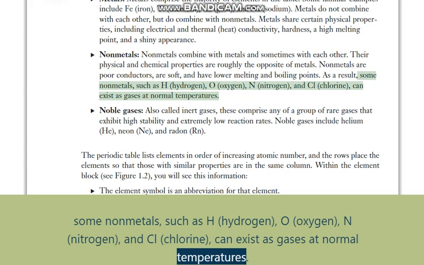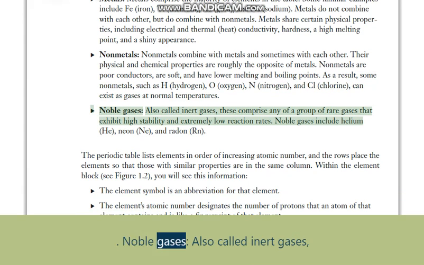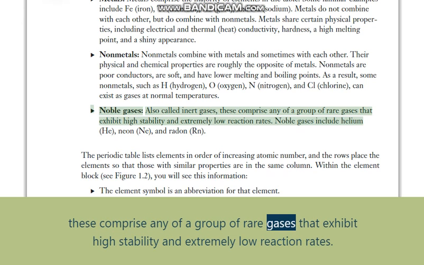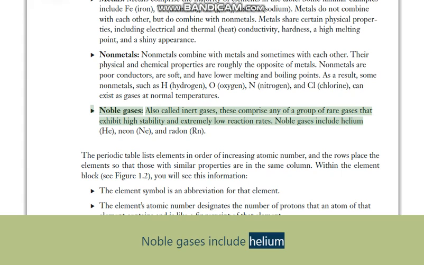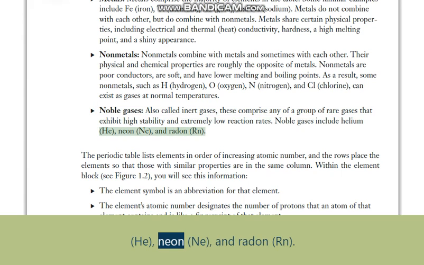at normal temperatures. Noble gases, also called inert gases, comprise any of a group of rare gases that exhibit high stability and extremely low reaction rates. Noble gases include helium, He, neon, Ne, and radon, Rn.